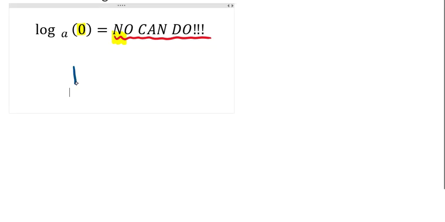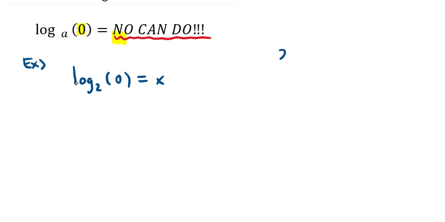Let's say we wanted to find log base 2 of 0, and let's pretend that it equaled x. You're asking yourself, is there any power of 2 that gives us 0? Now, if you're thinking 0 would be the answer for x, if we were to do 2 to the 0, we actually get the number 1. So 2 to the 0 won't work.